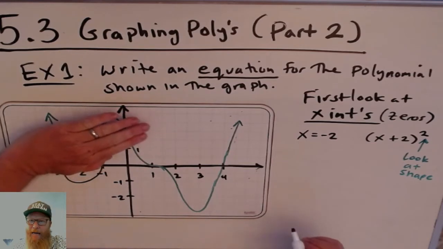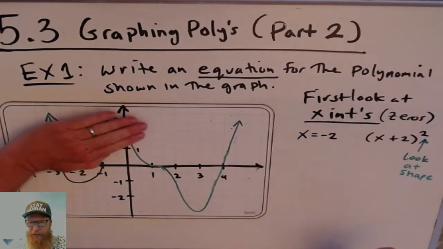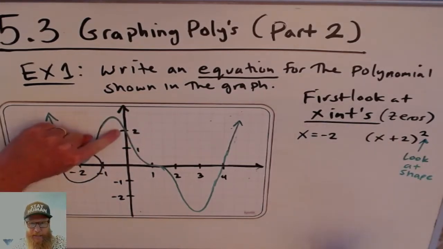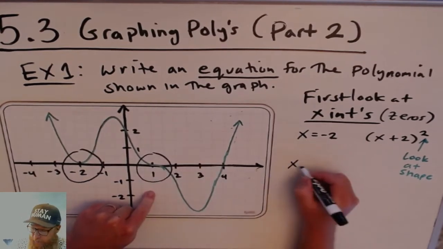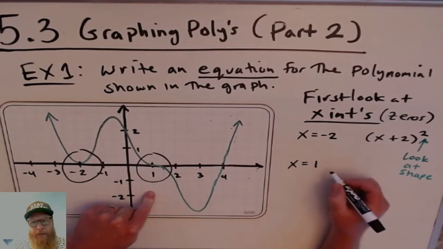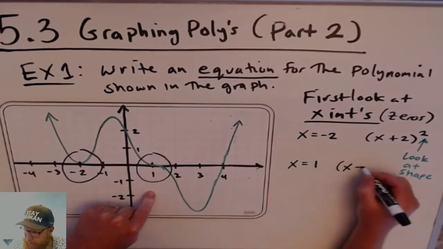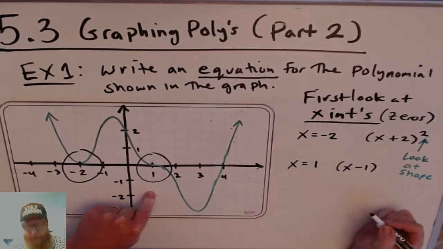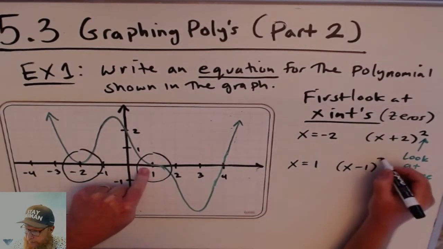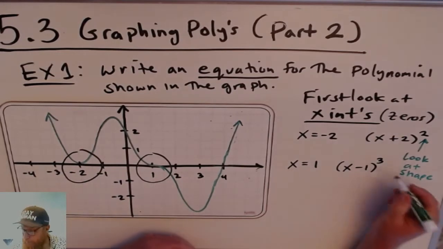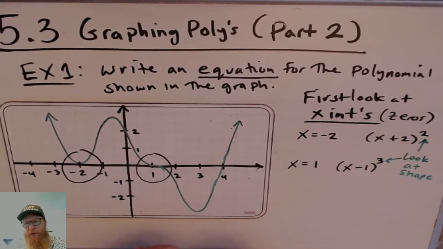Ignore the y-axis for now. First, just look at the x-intercepts. We'll get to this later. So here we go. We have x equals 1, so our factor will be x minus 1. And then look at the shape. The shape looks like a cubic, so that will be third power.